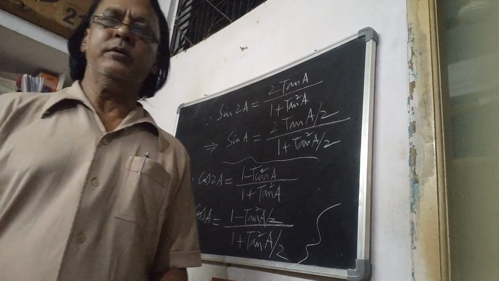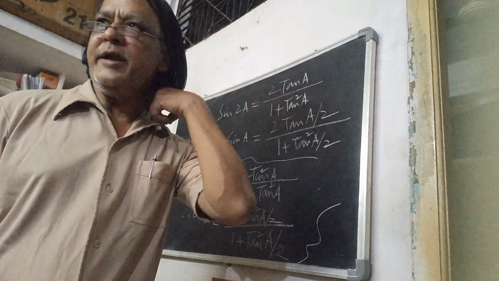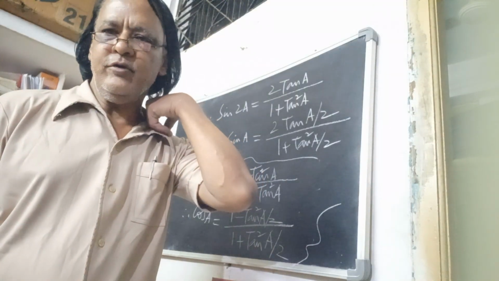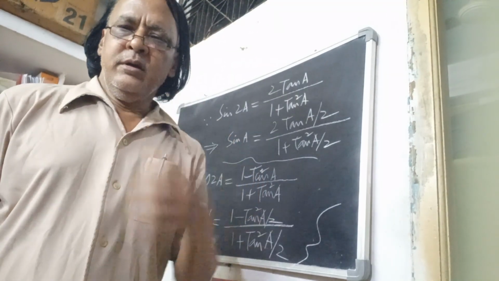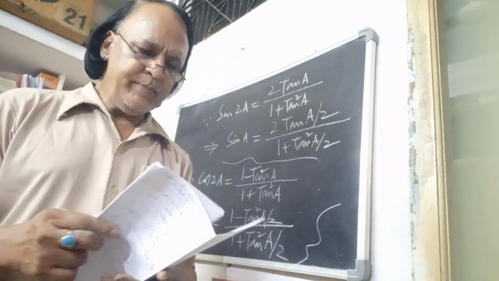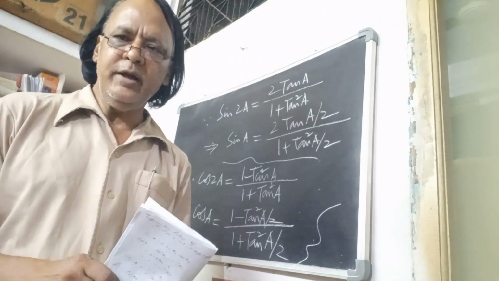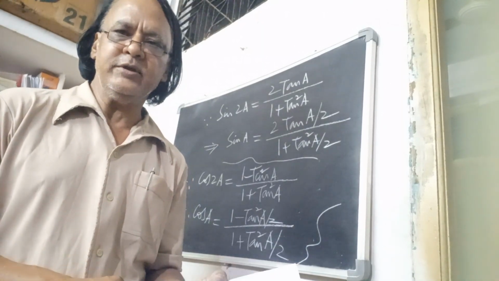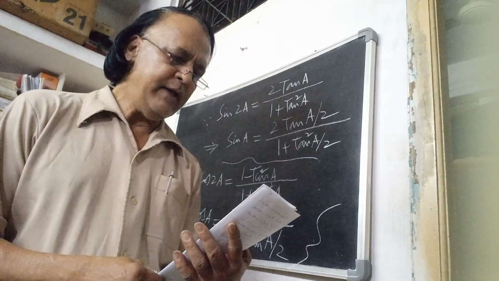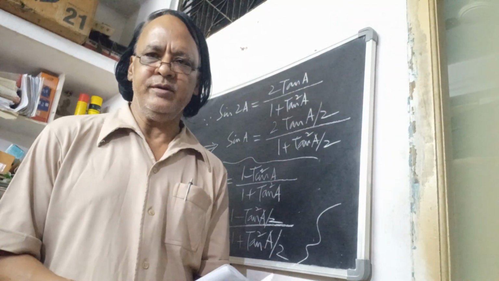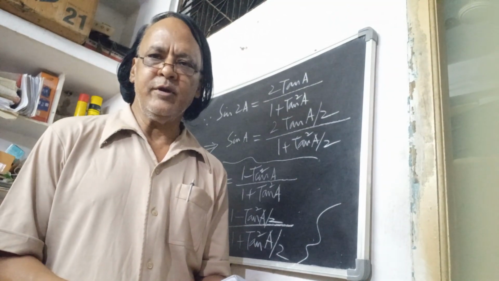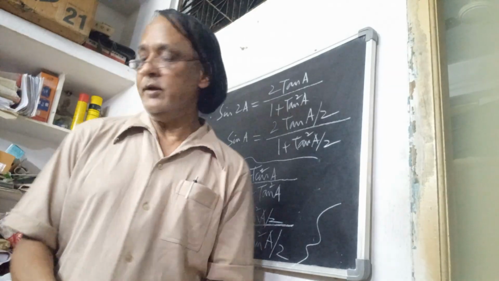You have to memorize it by writing each formula 5 to 10 times. Now I am ending this chapter, trigonometric ratios of multiple and submultiple angles. I will start the next chapter, transformation.